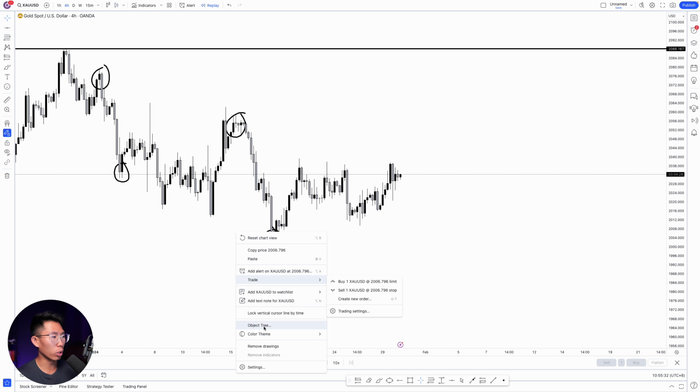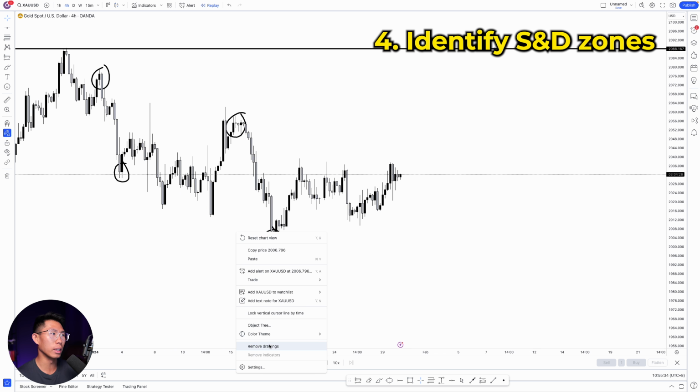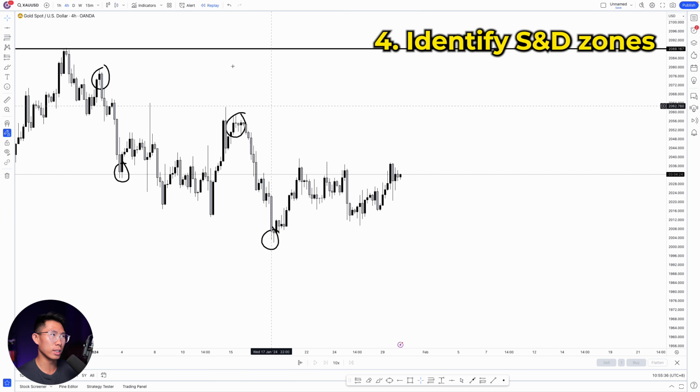So that is where we can move on to the next step, which is to mark up our supply and demand zones, the more recent ones. These major key levels were from like a month ago. So you want to mark up the more recent ones.